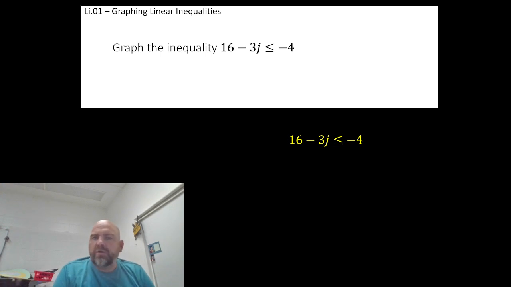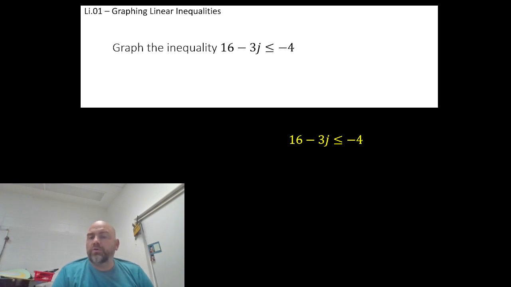Now, the problem with this inequality is we can't graph it until we get a variable isolated and we know exactly what the value of that variable is. And in this case here, the j, which happens to be our variable, is buried on the left-hand side with a bunch of operations and numbers. So we're going to have to do a little bit of algebra here in order to isolate our variable, which means to get it by itself.